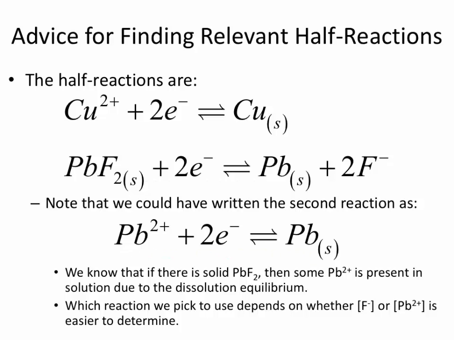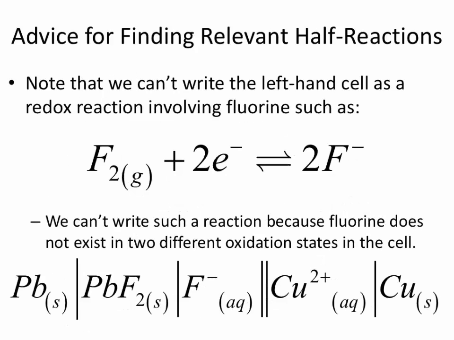Now note that we know that if there is solid lead fluoride, then some of our lead ion is present in solution due to the dissolution equilibrium, due to our KSP expression. And which reaction we pick to use depends on whether the fluoride ion concentration or the lead ion concentration is easier to determine. Now note that we can't write the left-hand cell as a redox reaction involving fluorine like this.